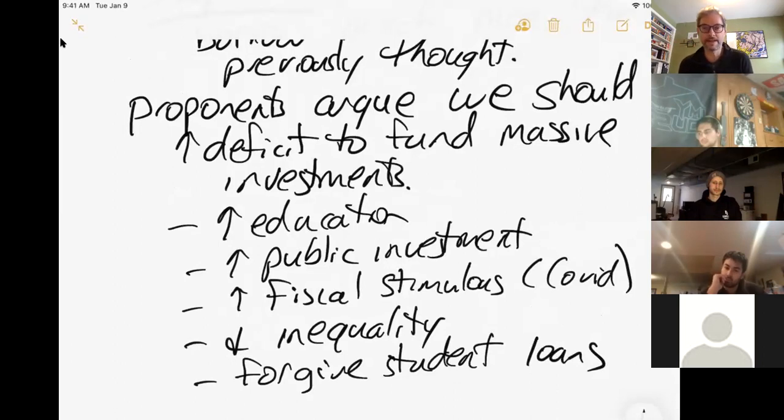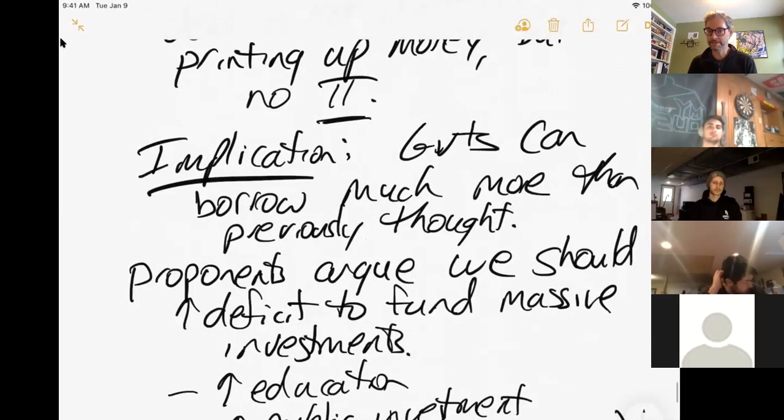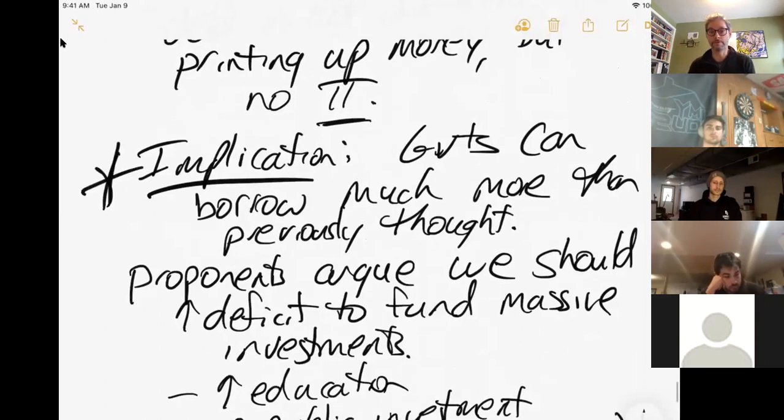I'll have to say for myself, I usually don't like to do too much commentary here. I'm not quite persuaded by this, right? First off, I do want to say that there is a lot of evidence that this part of it is in fact true, that governments can borrow much more than what was previously thought. I mean, just look at it, right? The government this year is going to be borrowing upwards of 10% of GDP.